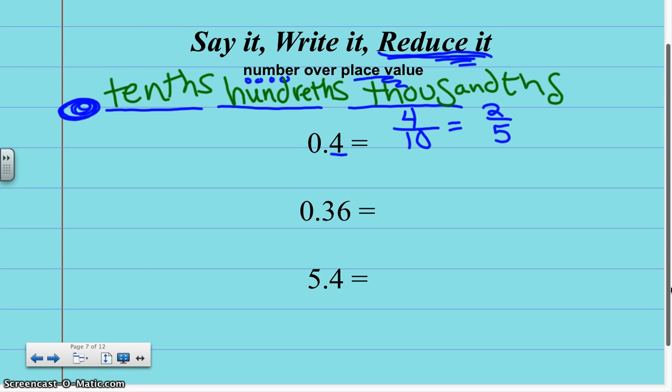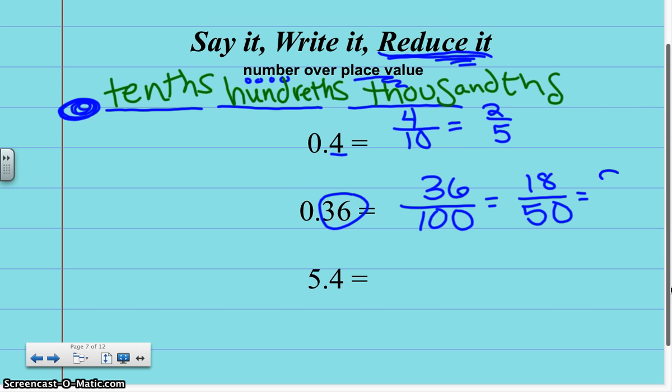0.36, so I go to 2 decimal spots, that's the hundredths. So my 100 is my denominator, and this 36 just goes on top. Divide them both by 2. 18 over 50. Divide them both by 2. 9/25.